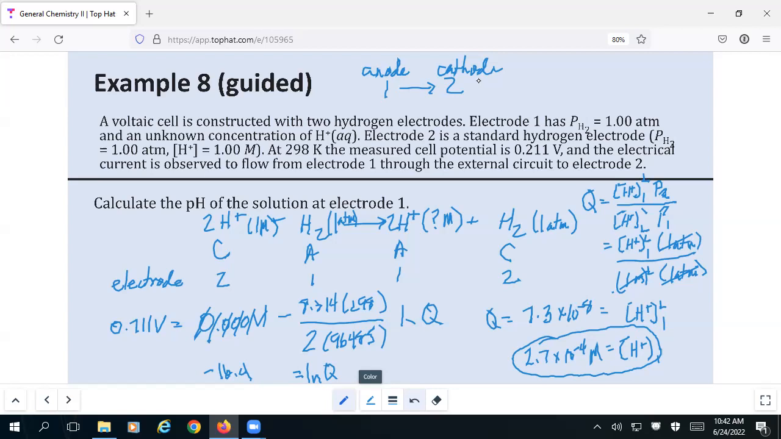Any questions with this concentration cell problem?